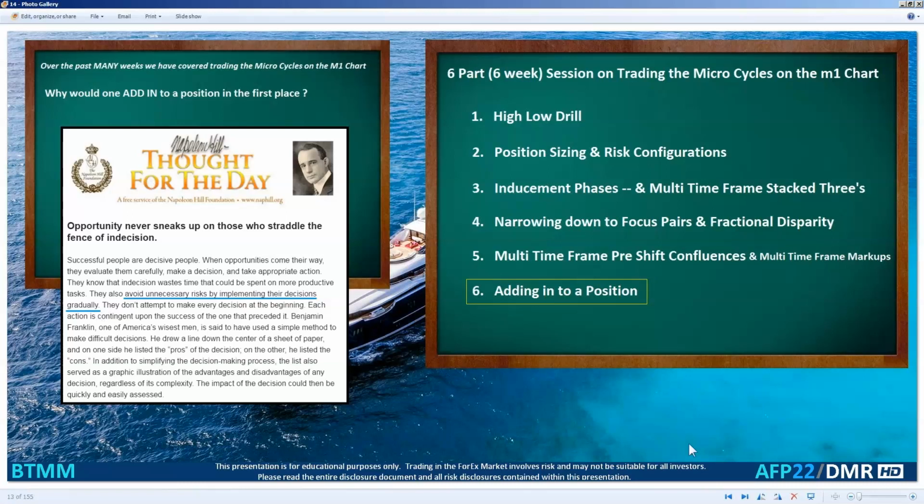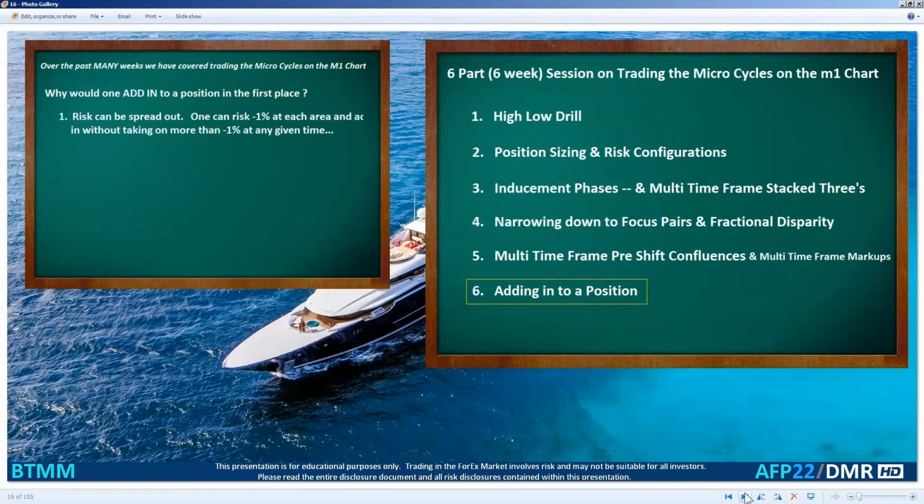You're not putting all of your risk in one place. And each action is contingent upon the success of the one that preceded it. So as you add in, you're bringing your risk into play, but the market actually has to move into your favor before you begin to stack into your position. That's actually a neat idea.